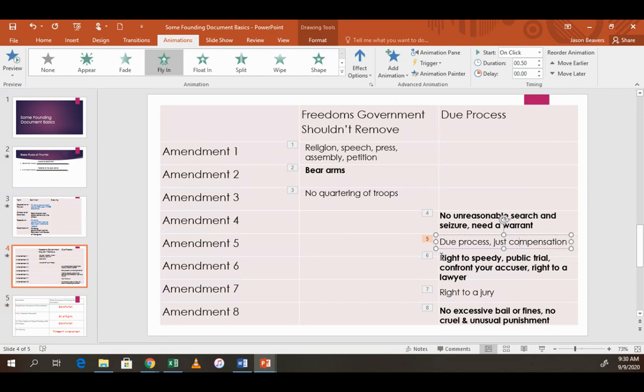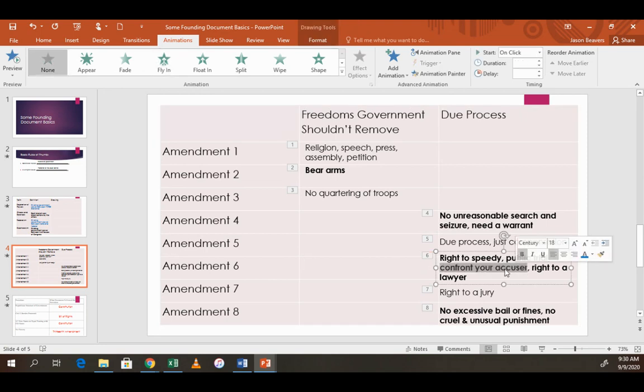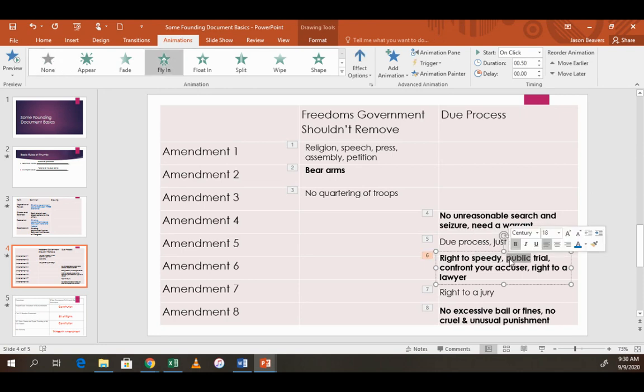If you ever get accused of a crime, you at least have a right to have a lawyer. You have to be able to confront your accuser. They just can't hide in the shadows. There are exceptions to that, but for the most part, you should be able to confront your accuser. And the trial should be public and speedy. Public means they can't hide you in a back room and torture you while you're on trial. It needs to be public where everybody can see it, and it needs to be speedy. They can't draw it out forever and ever.